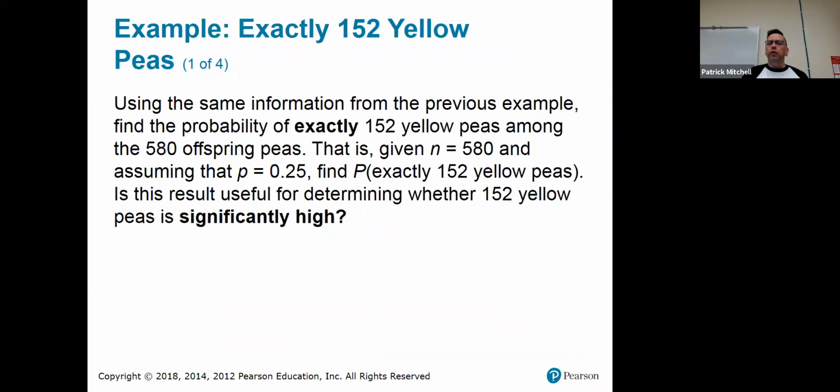Yes, here we go. Using the same information from the previous example, let's find the probability of getting exactly 152 yellow peas. Okay, so that is given n equals 580, assuming that p is 0.25. What is the probability of exactly 152 yellow peas? And then they're asking, is this result useful for determining whether 152 yellow peas is significantly high? Is that the useful thing to be looking at? It kind of reminds me a little bit of the pop quiz question I asked you at the beginning.